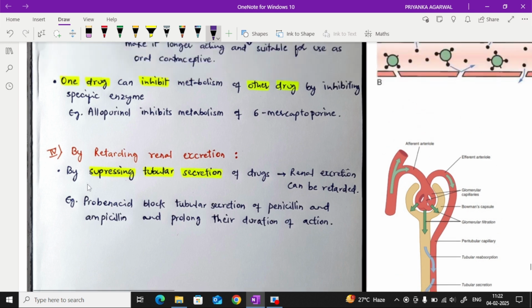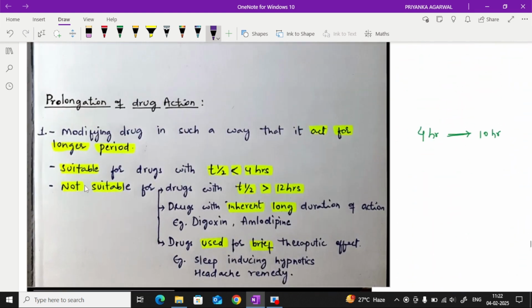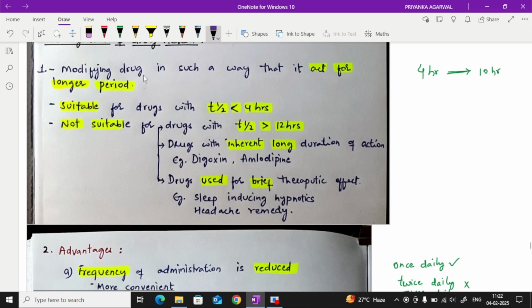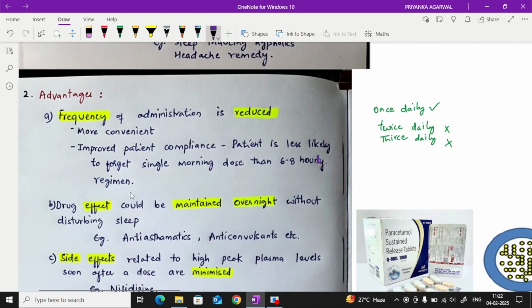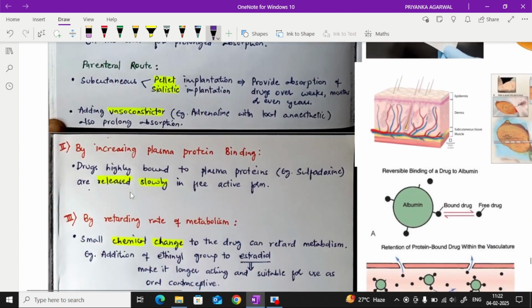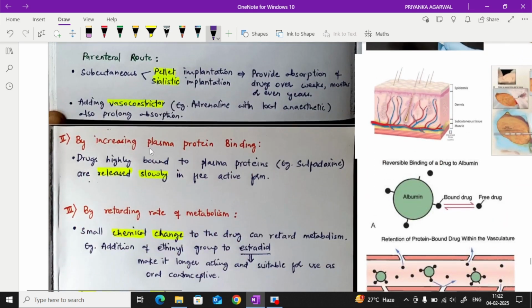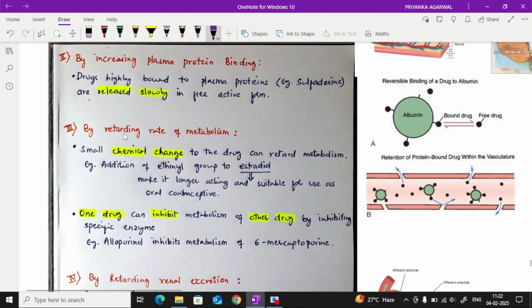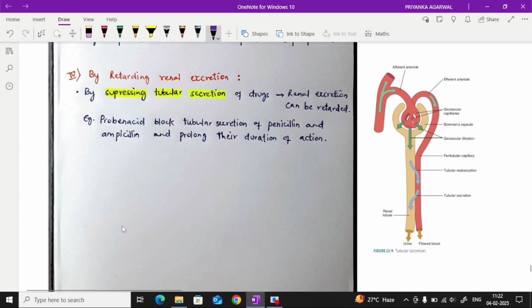I hope you understand everything written here. To recap the prolongation of drug action: we saw what it means, for which drugs we do it, what the advantages are, and then how we do it. At the absorption level we prolong the absorption, we increase plasma protein binding at the distribution level, metabolism is retarded and excretion is also retarded. This is about prolongation of drug action.